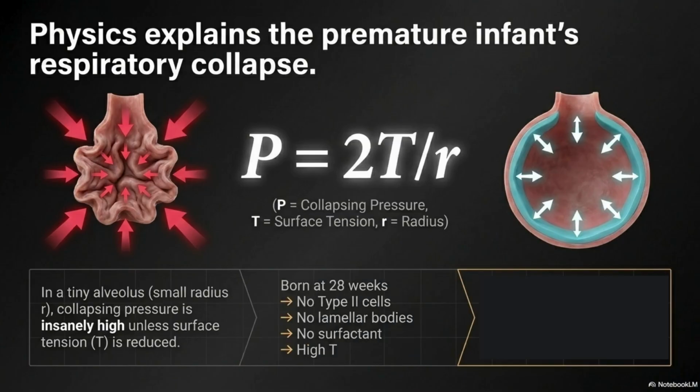Because our baby was born at 28 weeks, they have no type 2 cells, which means no lamellar bodies, leading to no surfactant. This results in a high surface tension. Because of this, the baby's lungs collapse at the end of every single expiration.